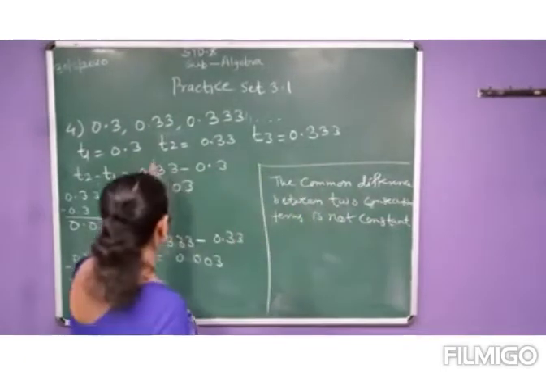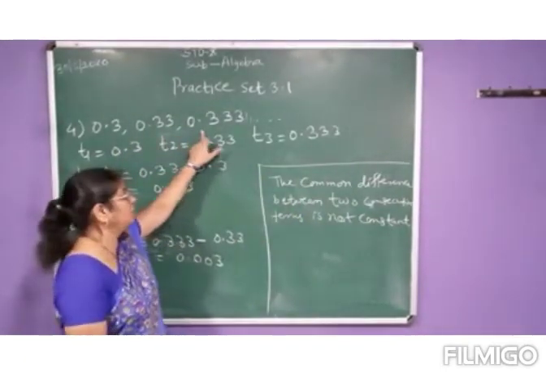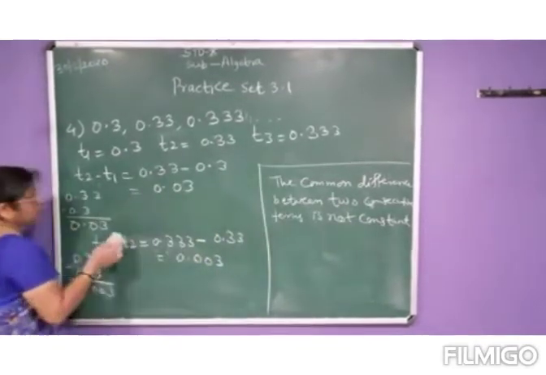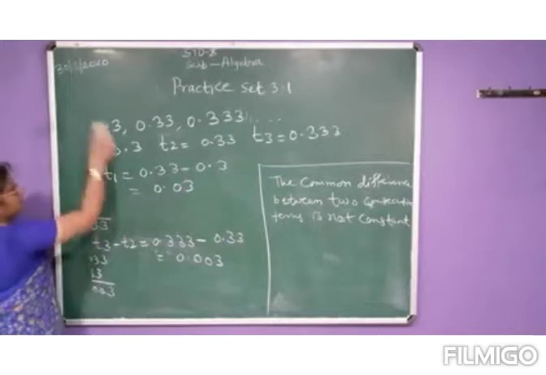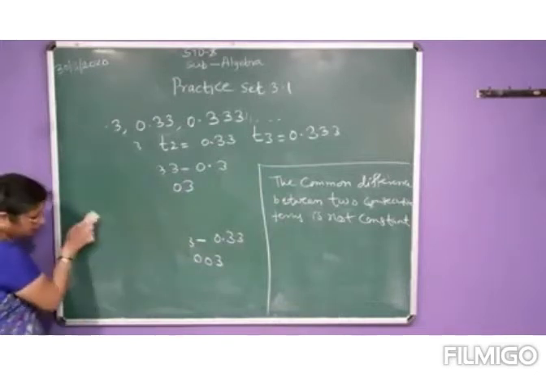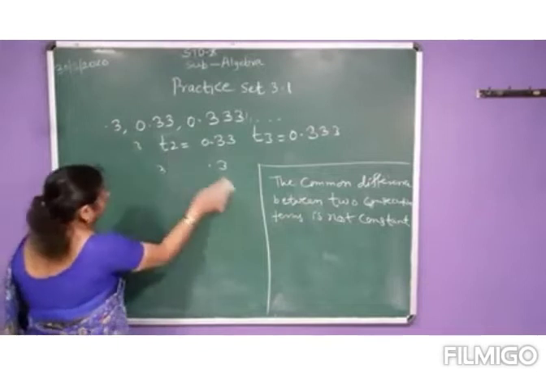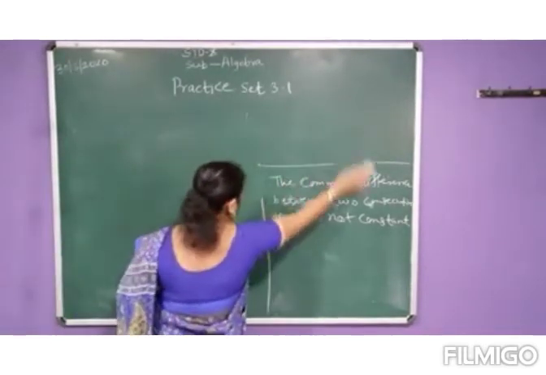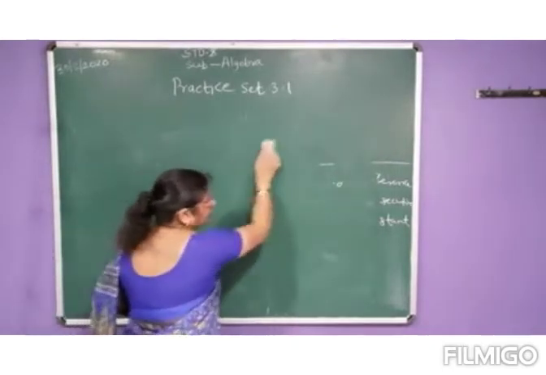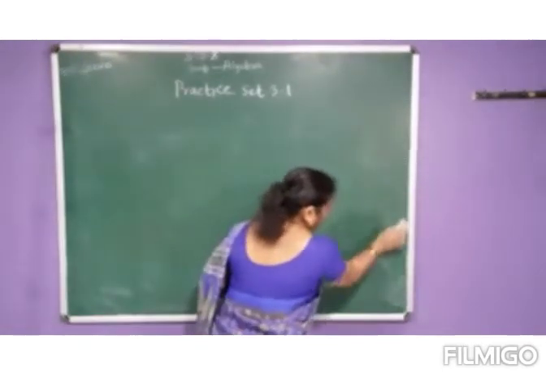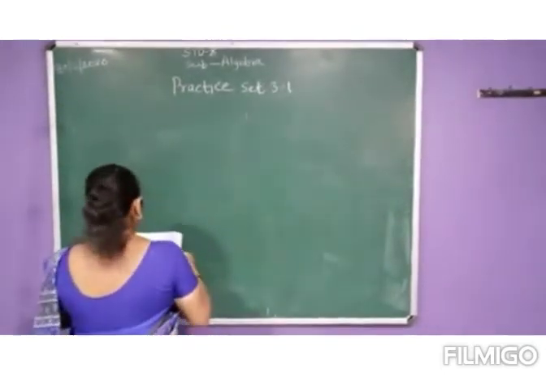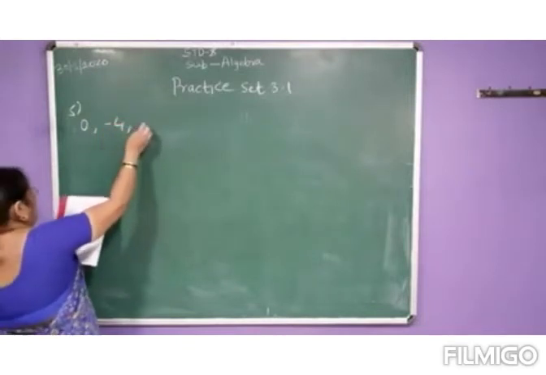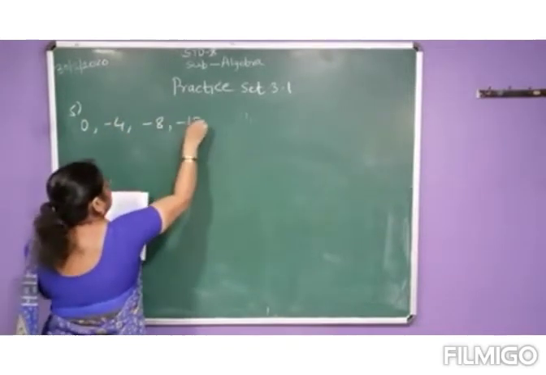Have you understood how to do the subtraction? Because this is a different sum. So be careful when you are solving such type of sums. This you can do on the back side of your paper also when you are solving, if the question comes in the paper. Now we will go for the next question, the fifth one. See the fifth one. Fifth one is 0, minus 4, minus 8, minus 12. Okay.